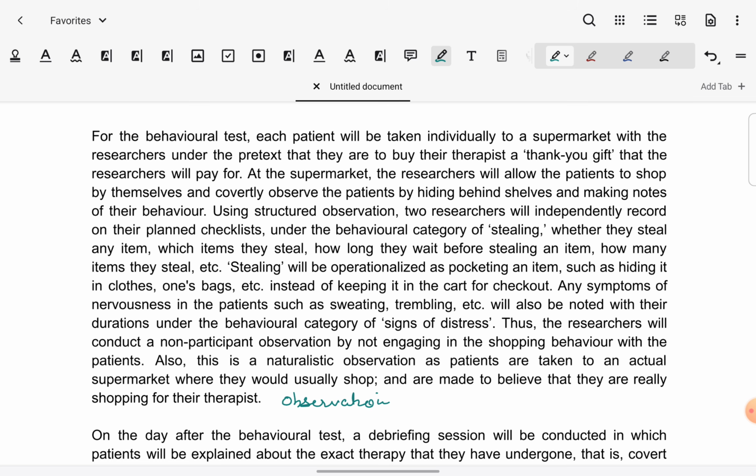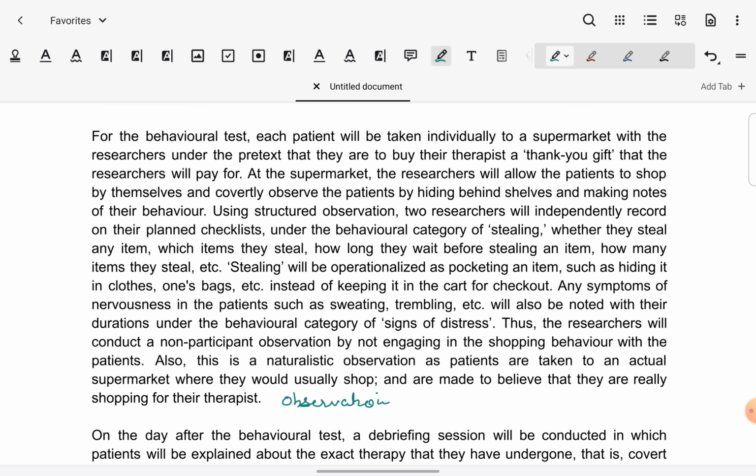Your purpose is to design an observation. Your purpose is not to show that you know how to increase validity or to prove that experiment is better than observation. So don't keep those things in your mind. Focus on observation. Focus on covering all the things in the syllabus about observation.